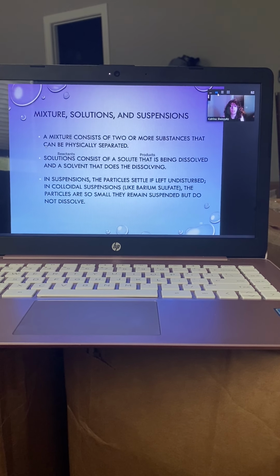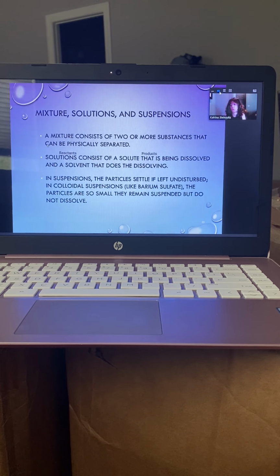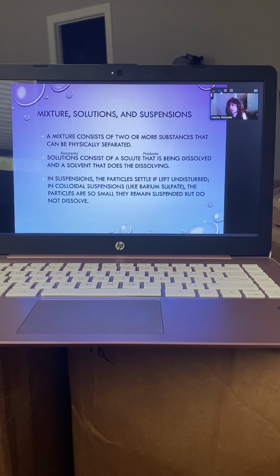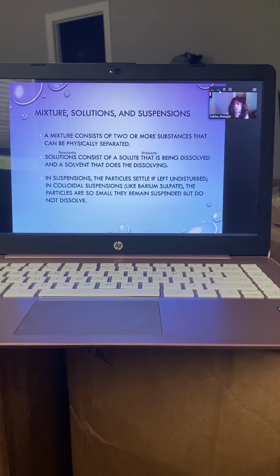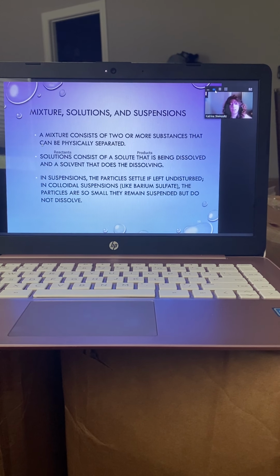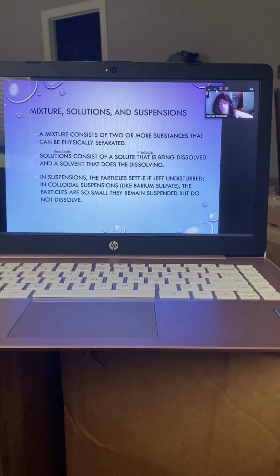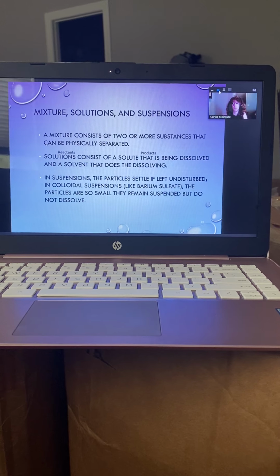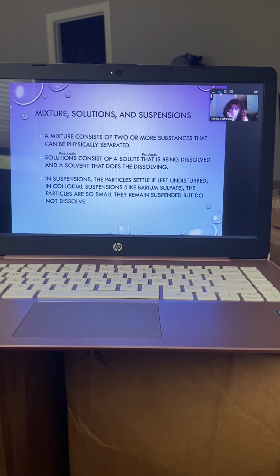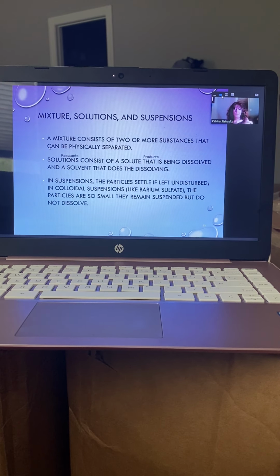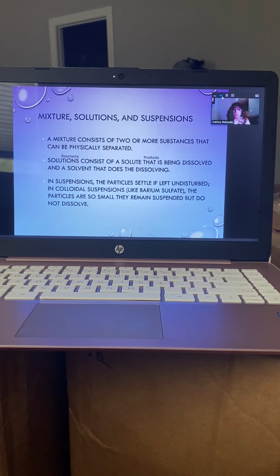So if you think of, for instance, soda pop, I used to do this experiment in college. You can actually extract the caffeine from soda and put it into a powder form. So you can separate these things out.